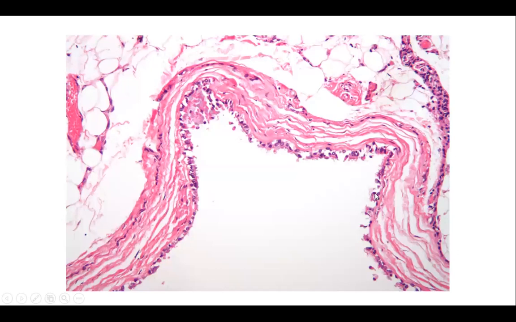What does the histology show? Ciliated epithelium. What would the ciliated epithelium make you think of? Is it thyroglossal or bronchogenic more? Bronchogenic cyst more, very good. So if it's a bronchogenic cyst, it's a type of developmental cyst.